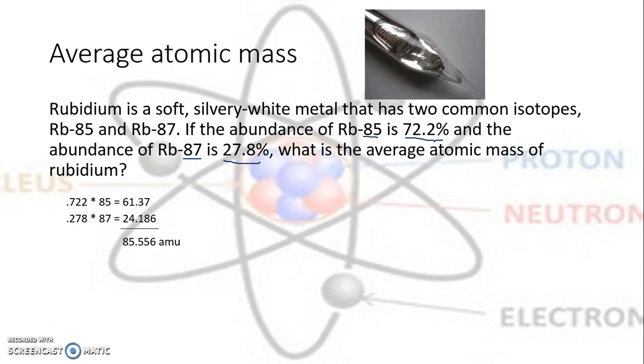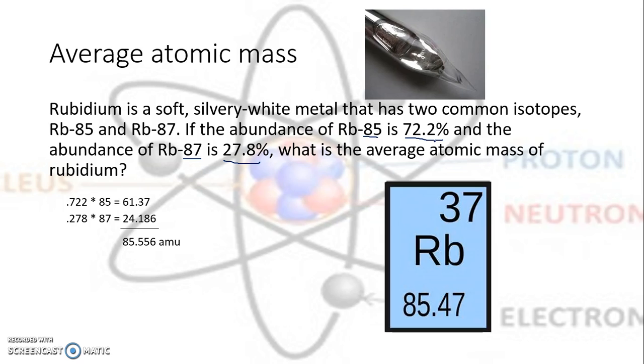Do you want to check your work? Sure you do. We're all smart. We don't want any issues here. We don't want any errors, so let's check our work. And if we look at the periodic table, we can see that rubidium has an average atomic mass of 85.447. And guess what? We used mass numbers instead of actual masses, so it works. Okay, it's close enough.